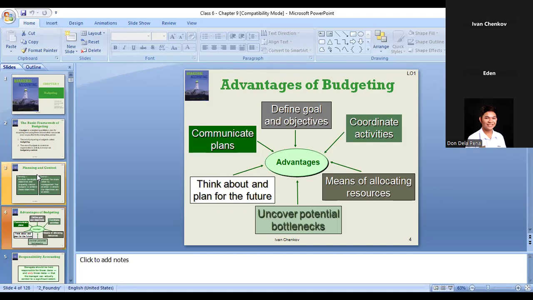Also, the budget is going to help you to think about and plan for the future. Once you start preparing the budget, basically you're moving to the future and you start doing steps that are going to help you achieve what you want to achieve in the future. And the budget is going to help you identify and uncover potential bottlenecks. Bottlenecks will be any constraints that you may have during the process of achieving your objectives or your goal.